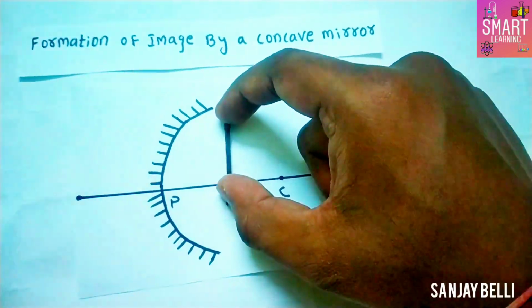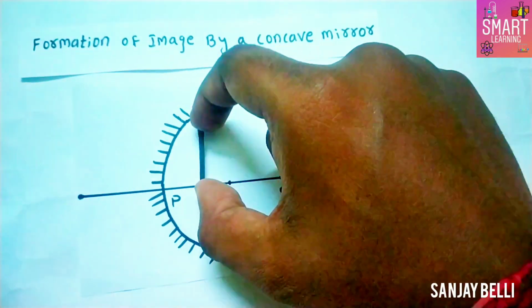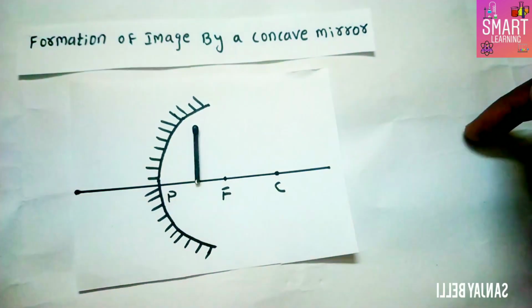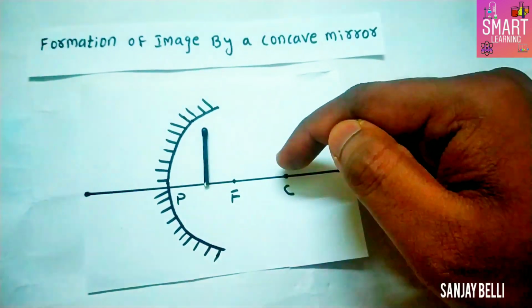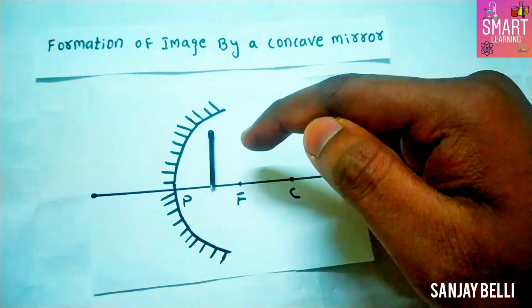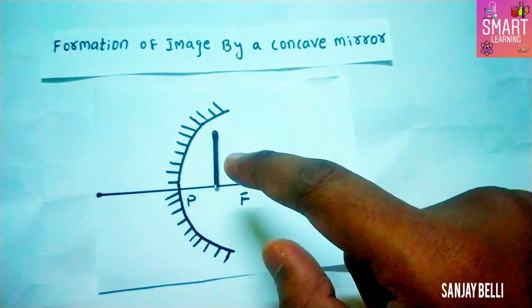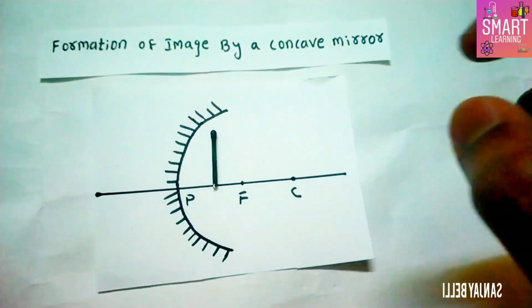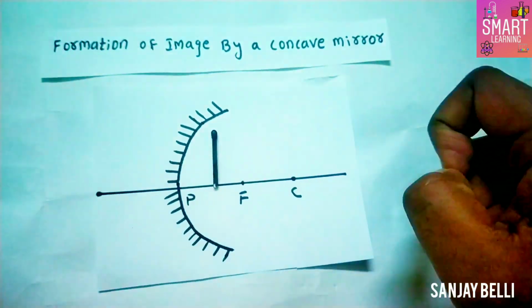And next you can place an object on F. Next you can place an object between P and F. So these are the possible cases. First you can place an object at infinity, beyond C, on C, between F and C, on F, and between P and F. These are the possible cases where we can place an object. And you need to find where an image will be formed in front of the concave mirror.